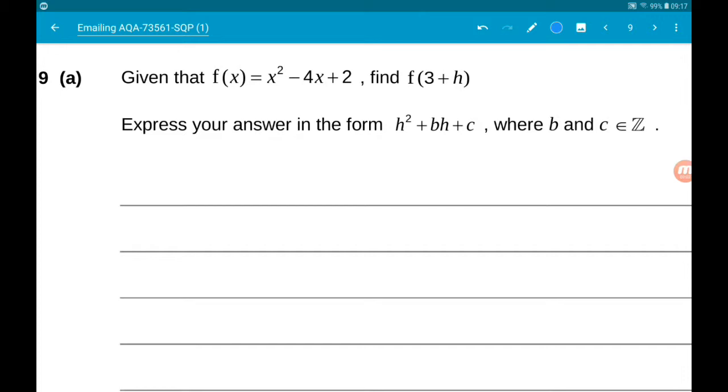Okay, question 9, we have differentiation from first principles. It is broken down a bit for us there. So in part A, f of x is x squared minus 4x plus 2, and we want to find f of 3 plus h, giving our answer in the form h squared plus bh plus c, where b and c are integers.